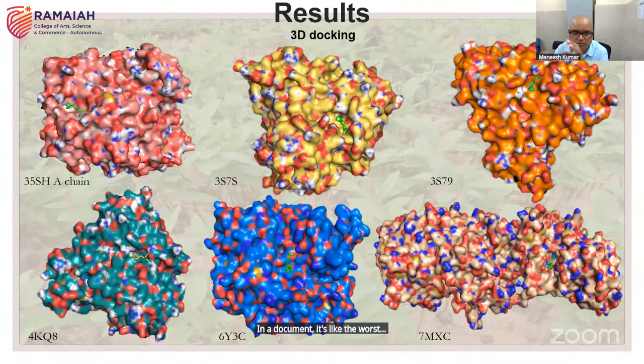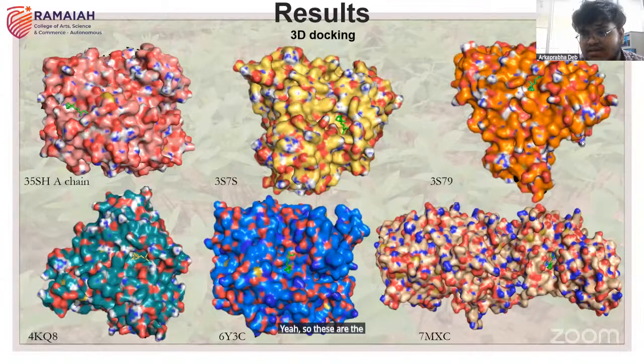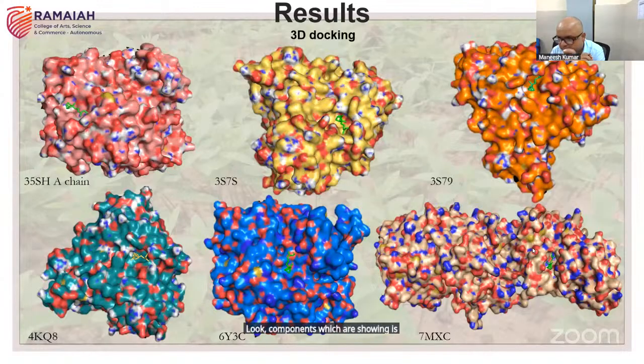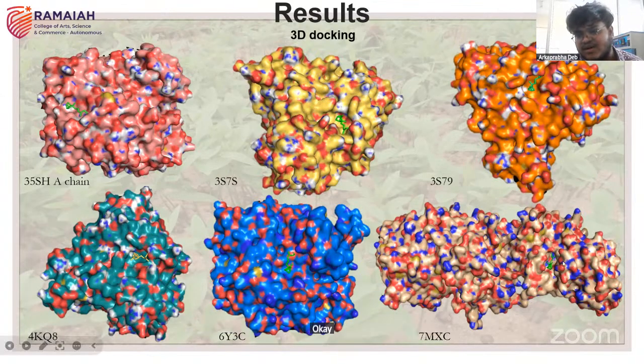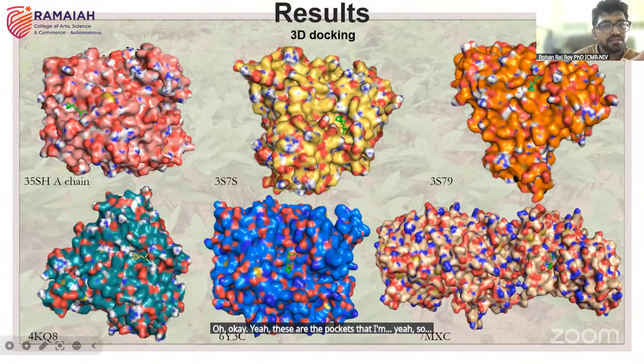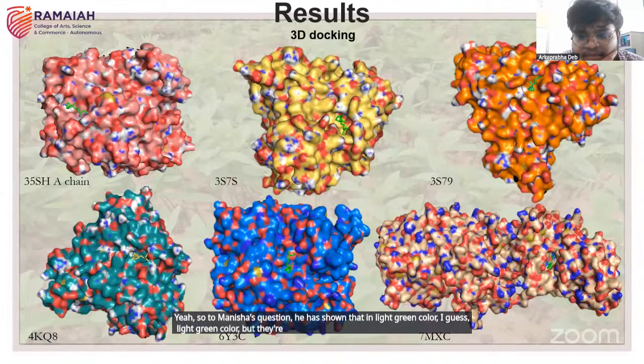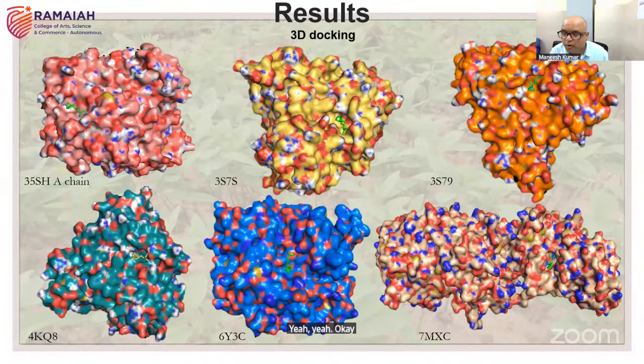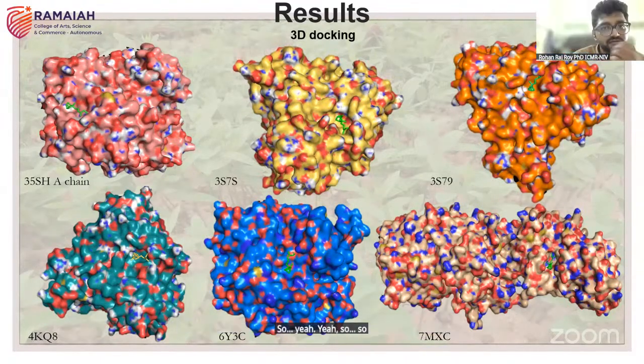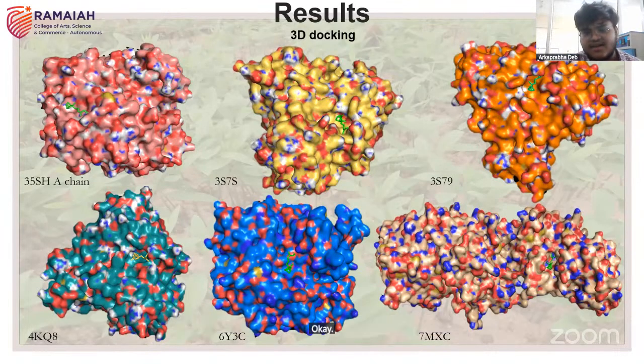You must clarify the pockets. Yes, these are the pockets, sir. The compounds which are showing are very less visible. These are the pockets, in light green color, but they are very small in size. Make the pocket all over one pocket, then show the protein, so that the groove will be visible. This is more visible. Okay, sure, sir, I'll take that into consideration. Thank you.